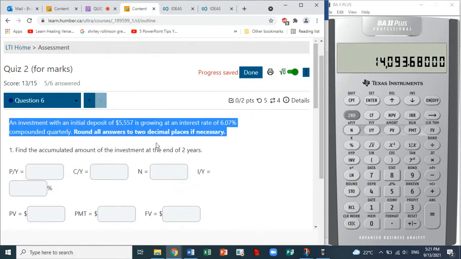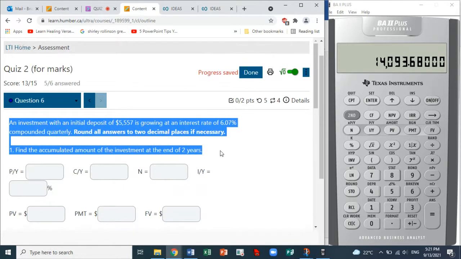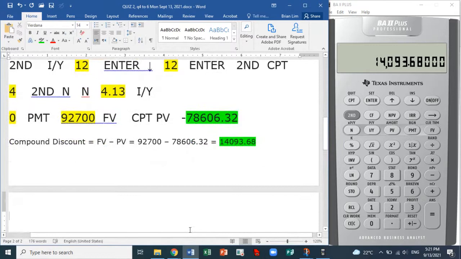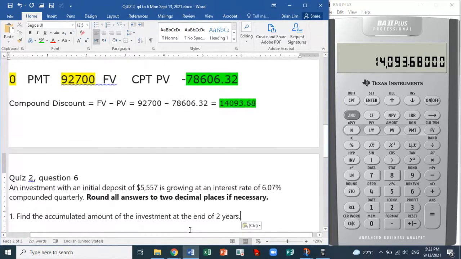Let's do it. Let's copy and paste, and then we can see what needs to be done. All right, so let's go maybe to a new page and start. So this is quiz 2, question 6. All right, so there we are.